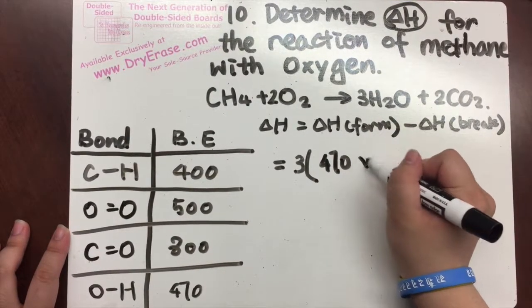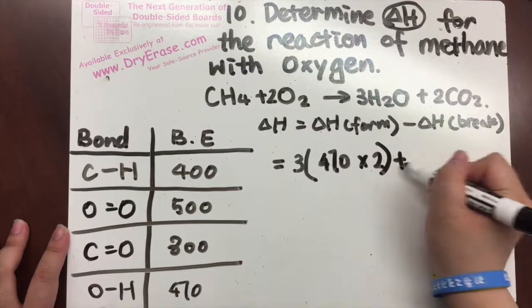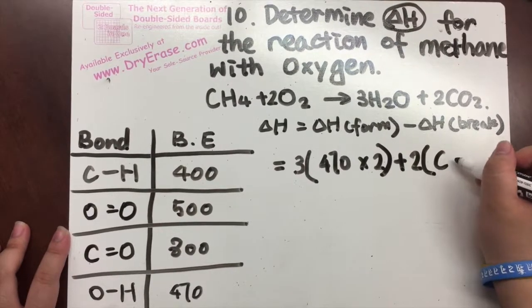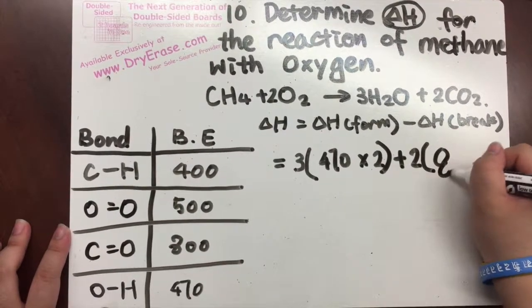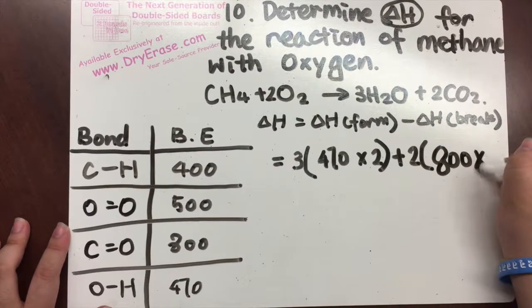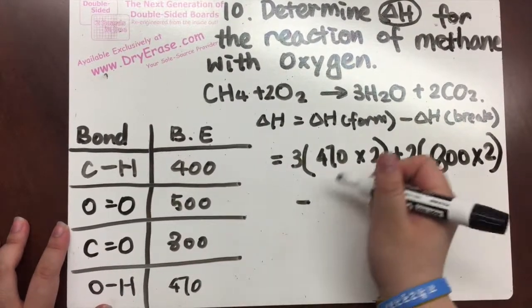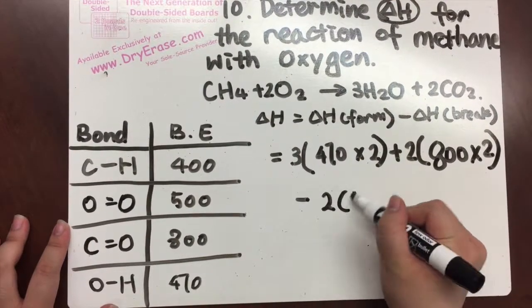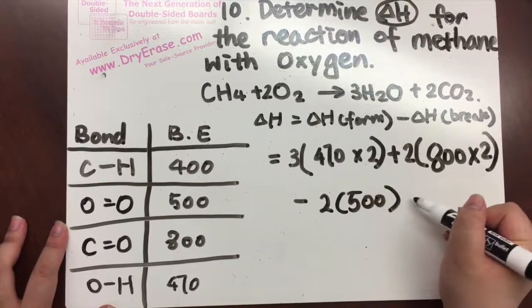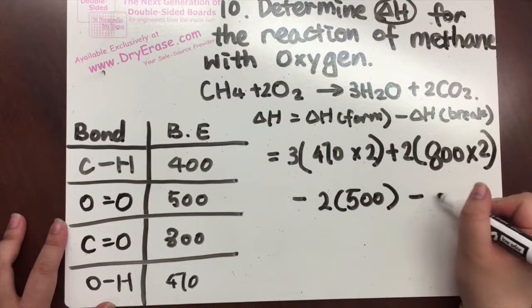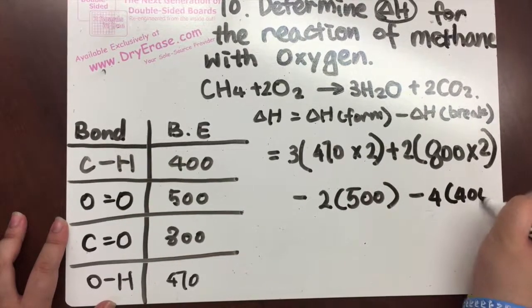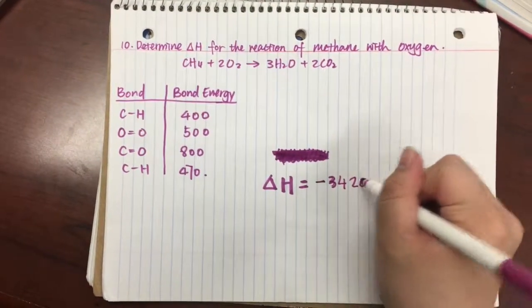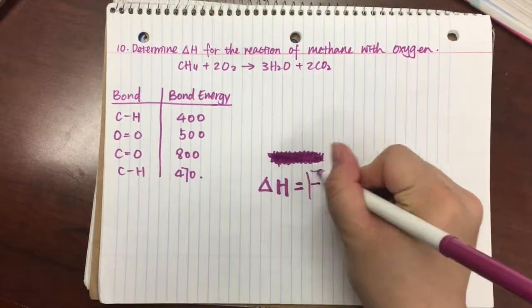We get 470 from the table provided. And then we add 2 carbon dioxide. We know that there are 2 CO bonds in each molecule, so we also times it by 2. And then we minus 2 OO bonds, which is from the oxygen. And then finally we minus 4 CH bonds. So the final answer will be negative 3,420 kilojoules, which is A.